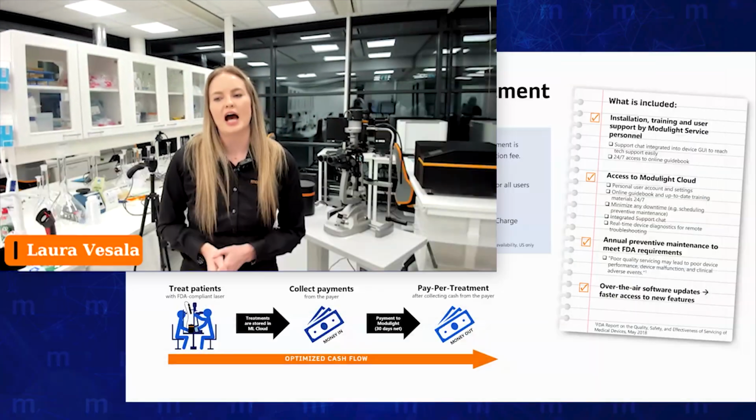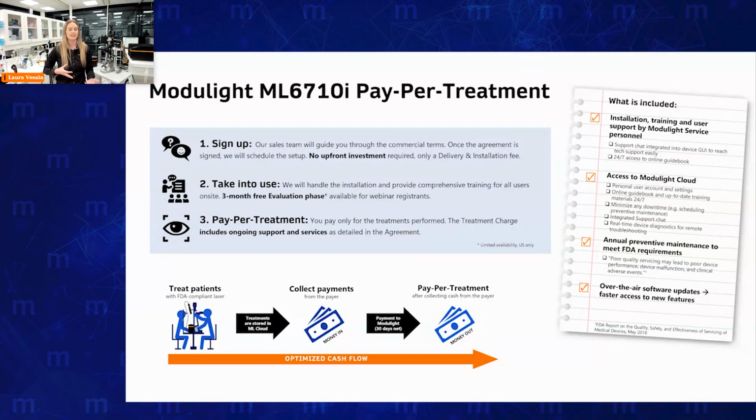We received a question earlier regarding price of the laser. Instead of the traditional CapEx model, meaning purchasing it outright, we are offering the laser with our unique pay-per-treatment model, meaning that you don't buy the equipment, you only pay for using it and doing treatments. This provides a really true cost allocation per patient, which is comparable to that of a pharmaceutical agent. In other words, when you don't use the device, you don't have any running costs.